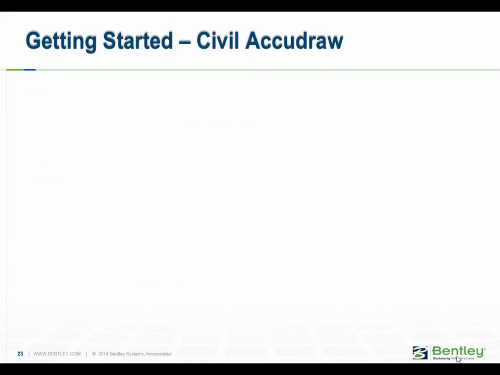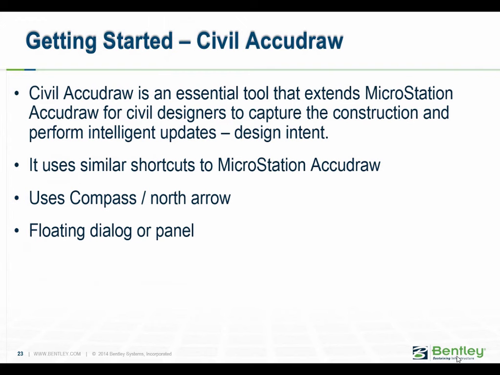So let's take a look at Civil AccuDraw. What is it? Well, Civil AccuDraw basically is just an extension on normal MicroStation AccuDraw that allows us to deal with the constructions that we need and give us this design intent and intelligent updating with OpenRoads. So it's based off MicroStation AccuDraw. It uses some of the similar shortcuts and methodologies with regards to compass, north arrow, and so on. But it gives us the civil context constructions that we need in terms of station and offset and delta stations that we need to build the constructions in the civil world.